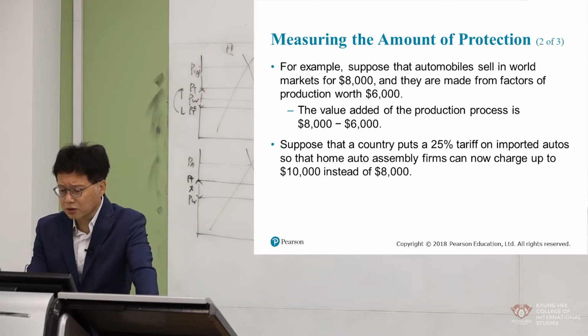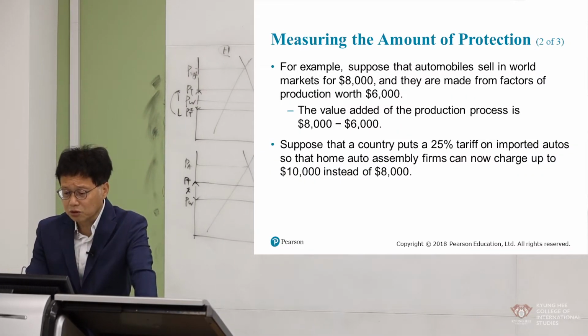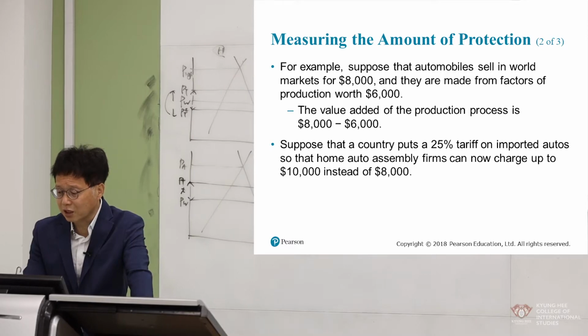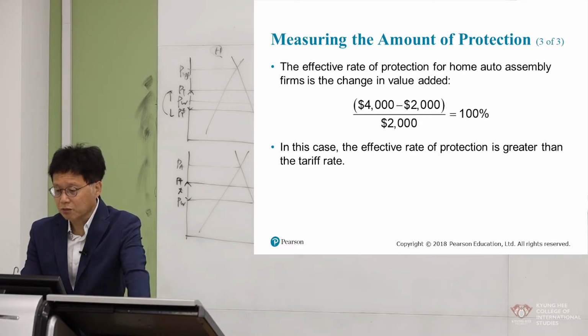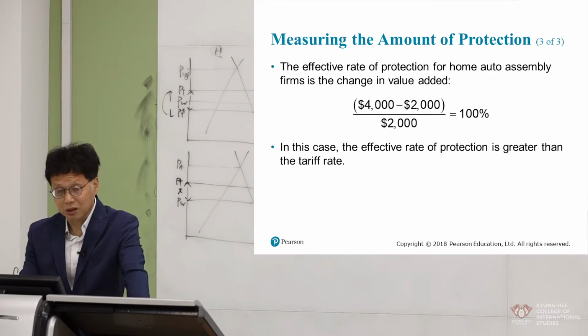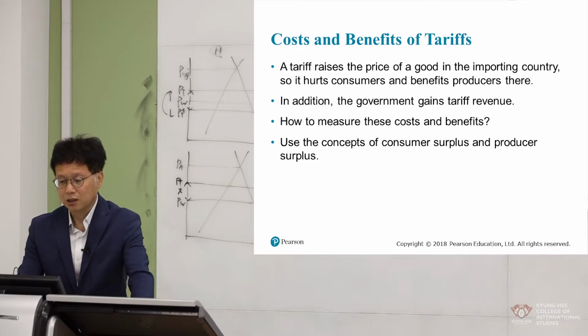Suppose the country puts a 25% tariff on imported autos, so that the home auto assembly firm can now charge up to $10,000 instead of $8,000. The effective rate of protection for the home auto assembly firm is the change in value added, $4,000, VT plus 1 minus VT divided by VT, so 100%. In this case, the effective rate of protection is greater than the tariff rate, okay?